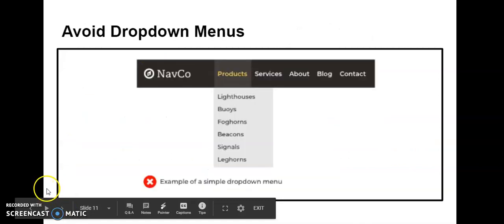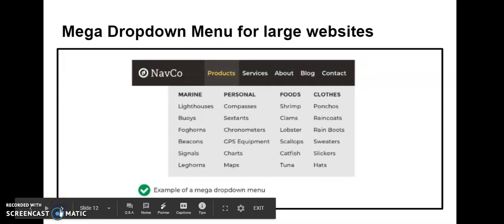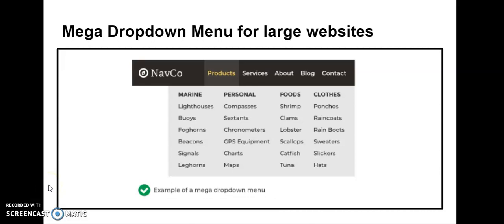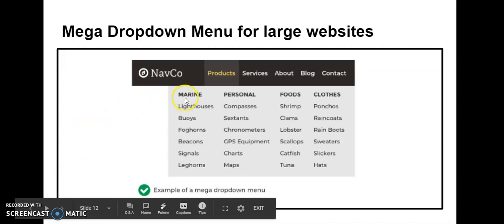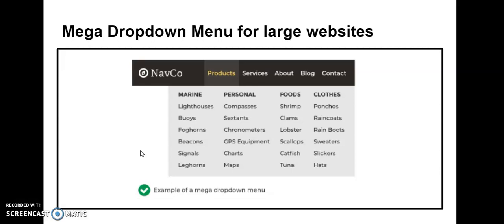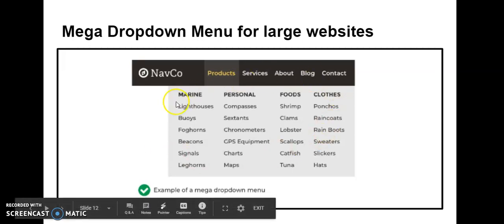Here's an example of a drop-down menu. If you have a large website with a lot of pages and subpages and a lot of products, and you need to have a drop-down menu, you can use this mega drop-down menu. What's good about it is that you can see at a glance the pages and all of the products that are listed underneath those pages. That way your customers don't miss anything. They are able to see it at a glance right away.